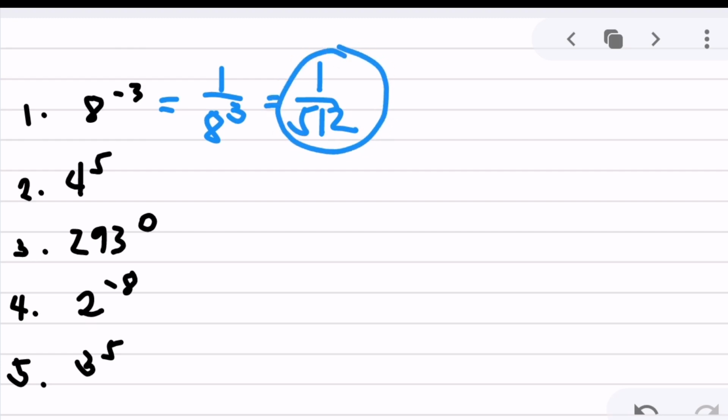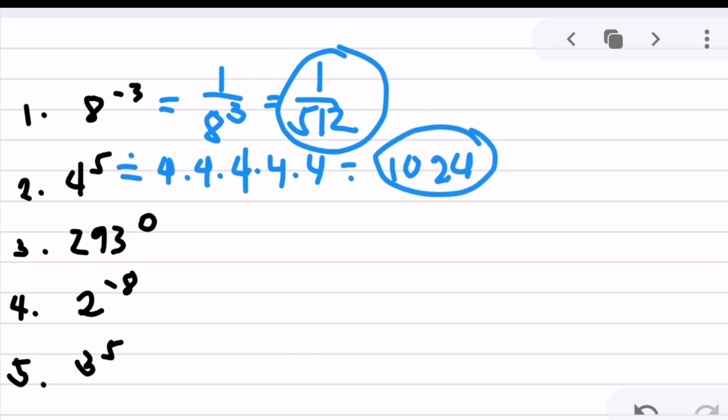Okay, so for number 1, we are given 8 raised to negative 3. This is also the same as 1 over 8 raised to positive 3. And 8 raised to positive 3 is equal to 512. So your final answer here should be 1 over 512. For 4 raised to 5, since 4 times 4 times 4 times 4 times 4 will give us 1024, this one should be our answer.